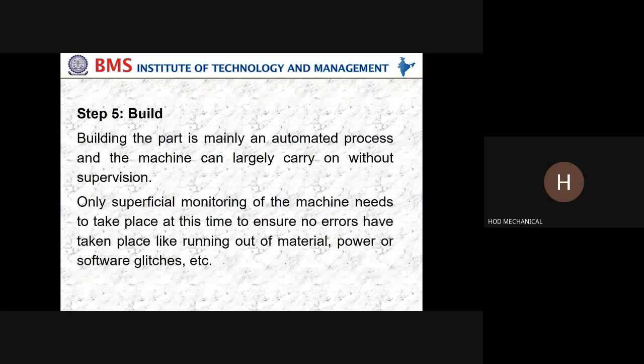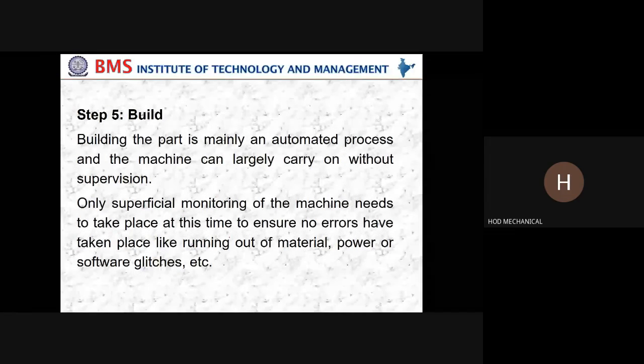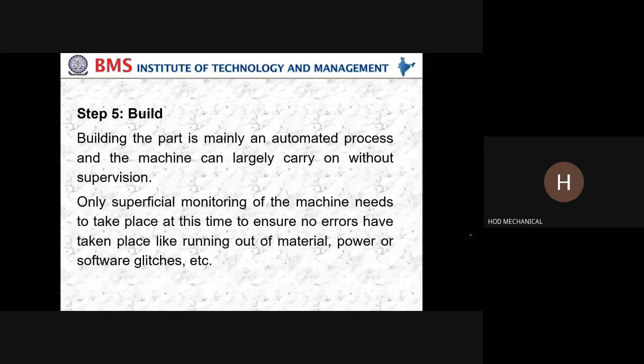Next is the building operation. In any additive manufacturing, building is going to be an automated process. Building the part is mainly an automated process, and the machine can largely carry on without supervision. Only superficial monitoring of the machine needs to take place at this time to ensure no errors, such as running out of material, power, or software glitches. Only then do you need to observe these problems.